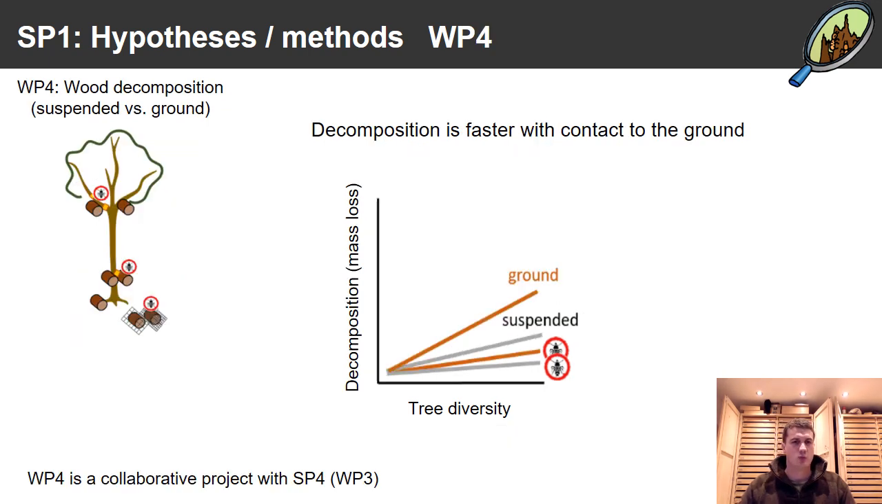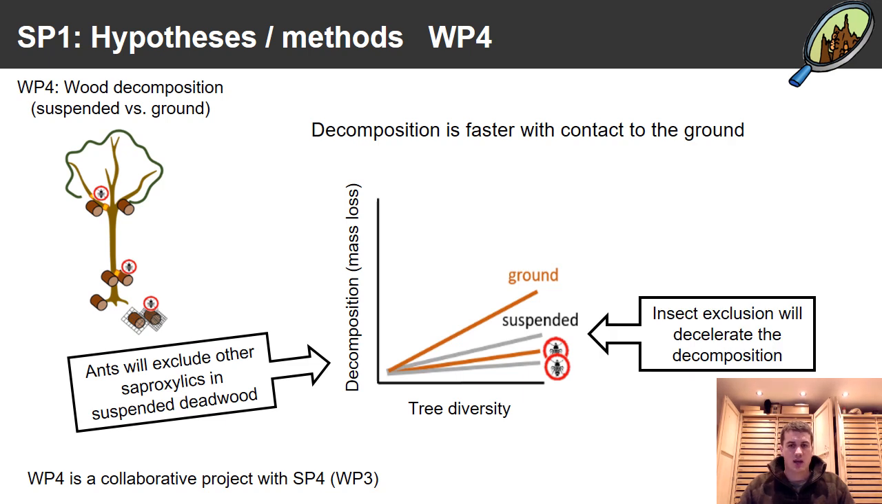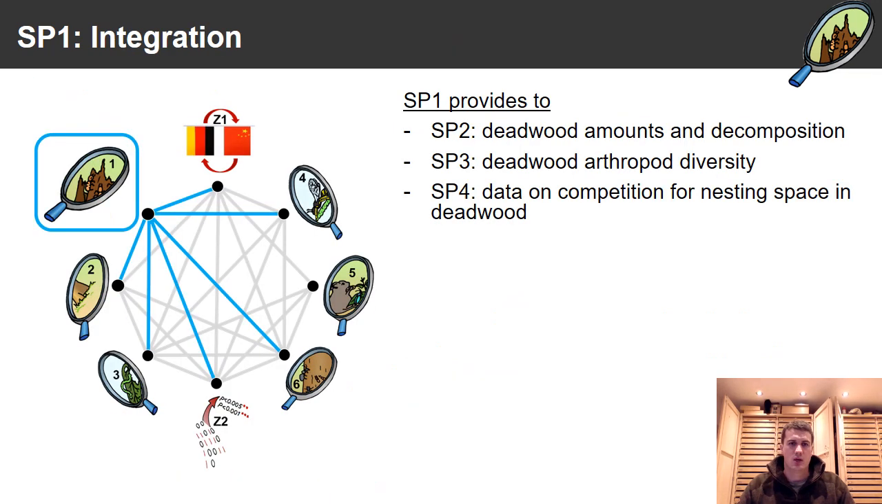In the last work package, we will test if the decomposition is faster with contact of deadwood to the ground or in the trees. We will therefore again artificially expose pieces of deadwood and will also apply treatments with the exclusion of ants. We assume that ants will exclude other saproxylics due to competition, and we also again assume that insect exclusion will decelerate the decomposition process. Work package number 4 is a collaborative project to work package number 3 in SP4. This leads to the last slides, where I will briefly introduce the integration of our project into the overall framework.